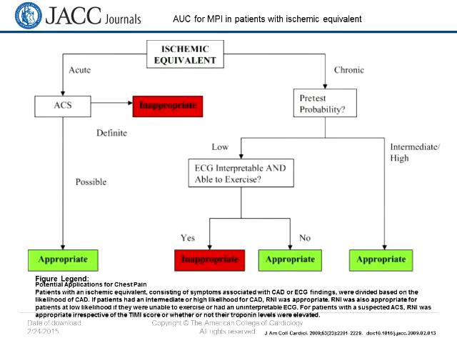So if a patient presents with acute coronary syndrome, it's inappropriate to do an MPI on them, right? If they have possible ACS, then it's appropriate. If you're trying to rule them in, their troponins are negative, their chest pain's equivocal, their intermediate pretest probability, that's appropriate. High and intermediate pretest probability patients with chronic ischemic equivalent, it's appropriate to risk stratify them. If their EKG is interpretable and they're able to exercise, a pharmacological MPI is inappropriate.